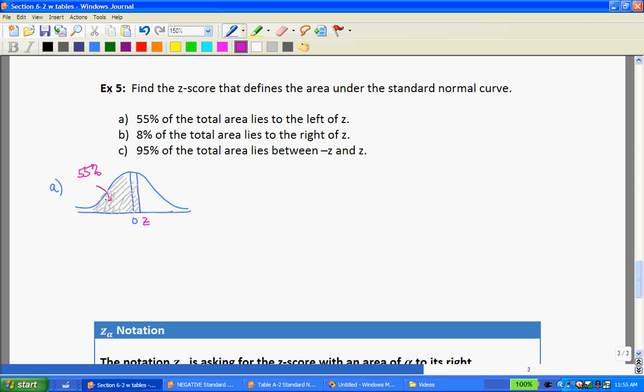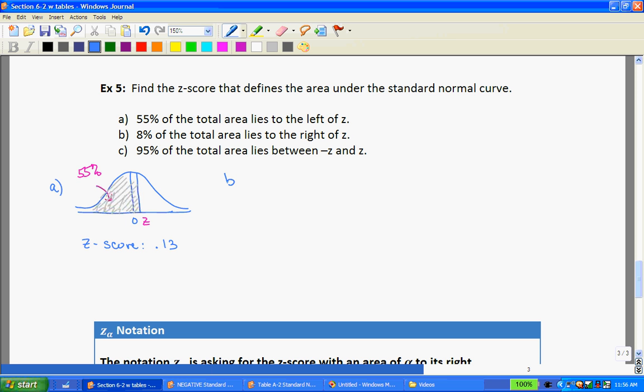So my z-score that would give me an area of 55% is 0.13. So it's possible that the true value is maybe more like 0.126 or 0.127, something that falls in between that 0.12 and that 0.13. But if it's understood you're using a table, it's perfectly acceptable to choose something that's a little bit off in that second or third decimal place.